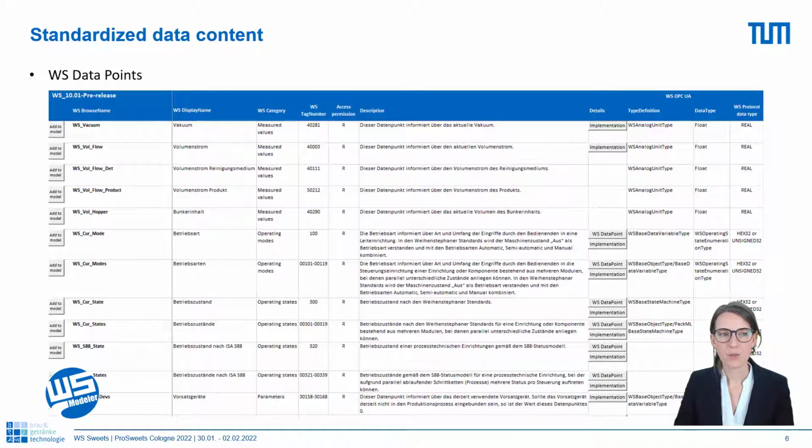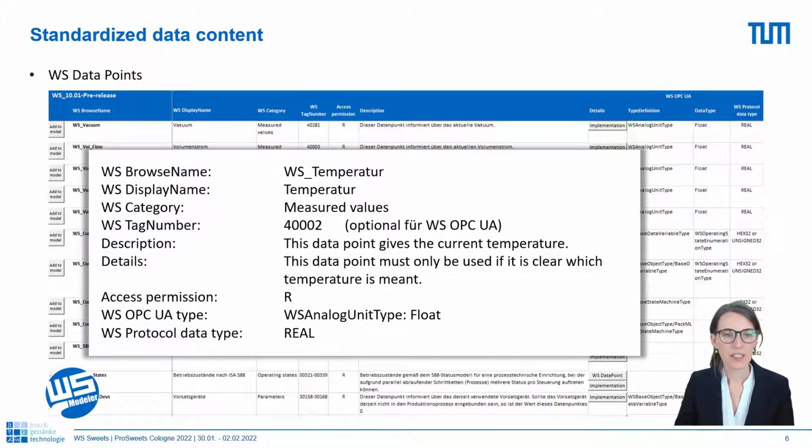The other aspect of the Weihenstephan Standards is the data content. These are the data points. We have, as I formerly said, over 440 uniquely defined data points in our Weihenstephan Standards. Here's just a screenshot, but when we go into detail, these are the following points which are uniquely defined for WS data points.